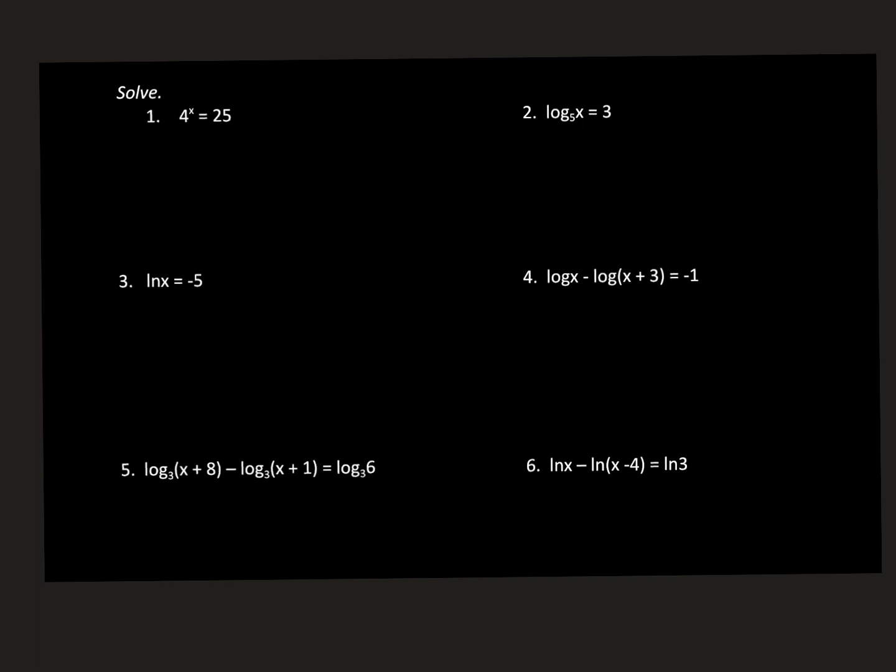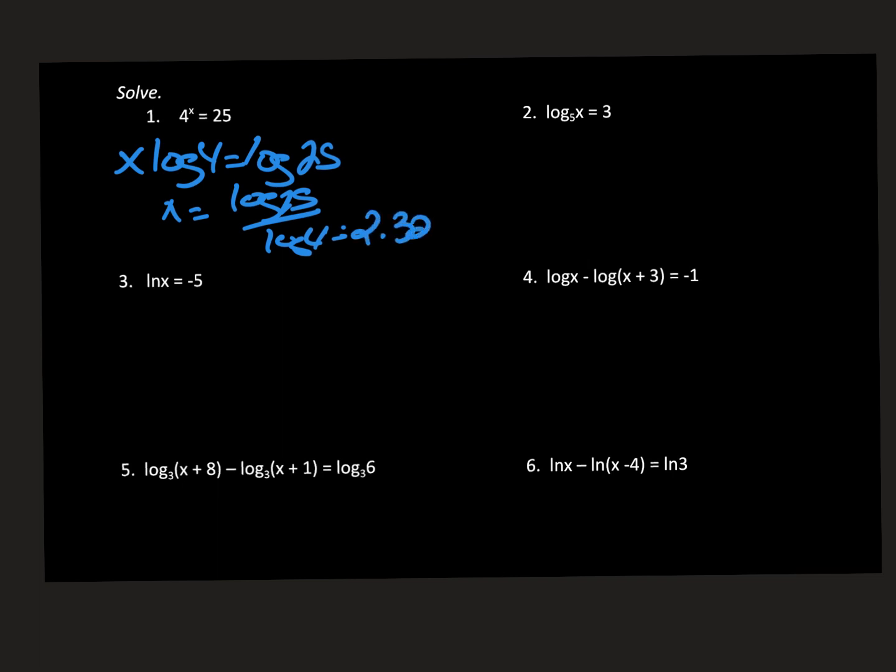All right, first one is kind of a review from last week. 4 to the x is 25. Remember, if you can't find the same base, you do log both sides. The exponent goes in the front. So I'm going to put that exponent in the front. Then to solve this, I'm going to do log 25 divided by log 4. Just going to punch that straight in the calculator. All right, I punch it in. I'm getting 2.3219. Make it a little bigger.